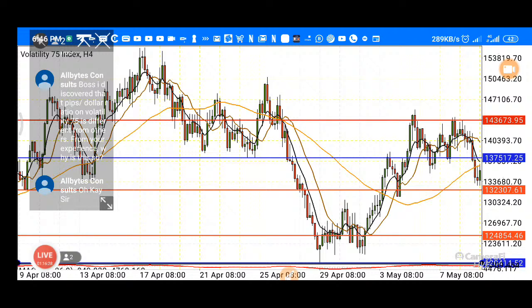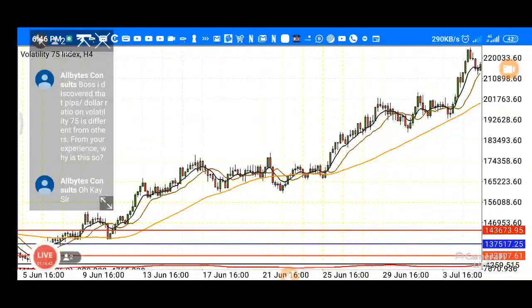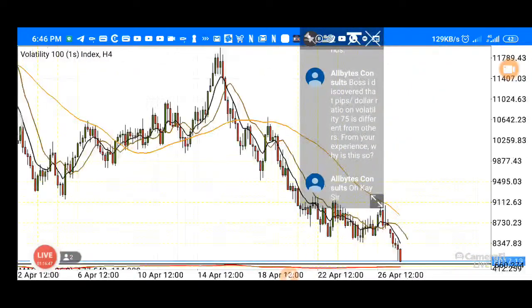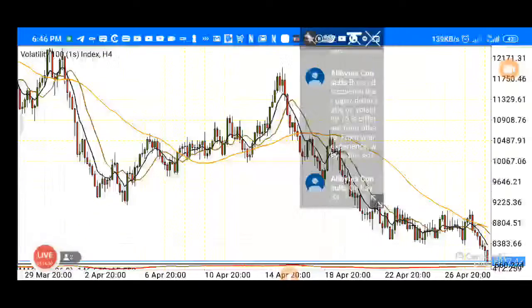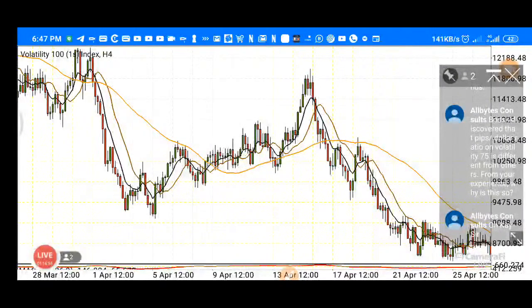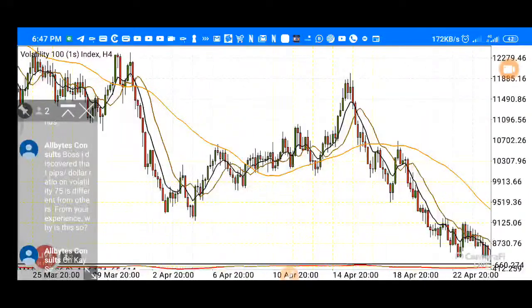So back to support and resistance zones. It is the same thing with levels, but it is different somehow. So this is how you draw. Let me go to another pair. Let me go to V100 1S. So this is the tool you use to draw zone.